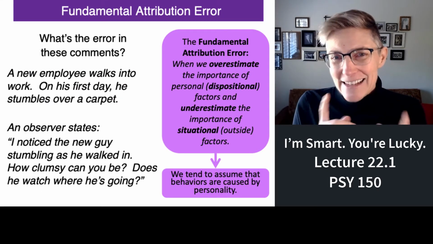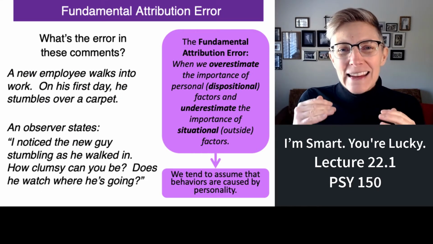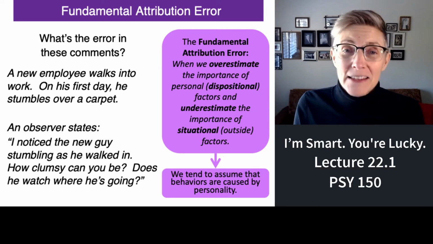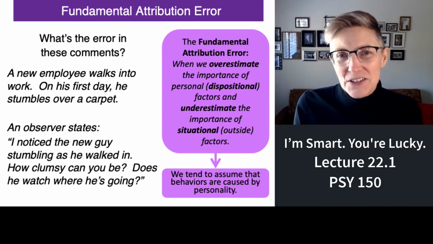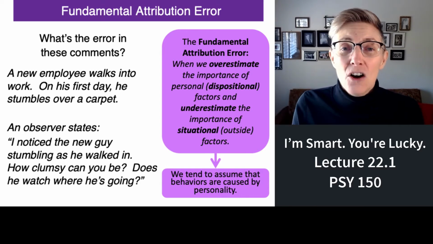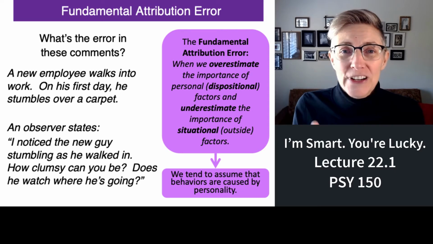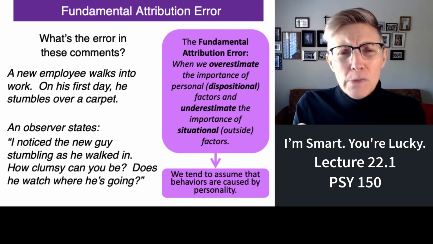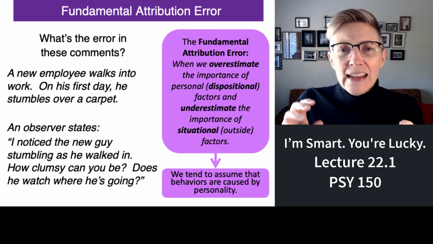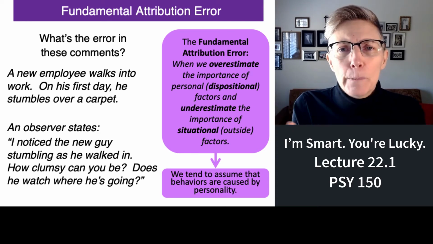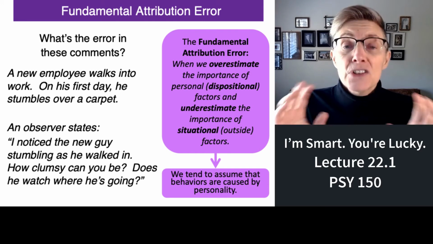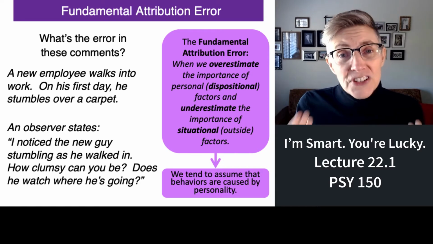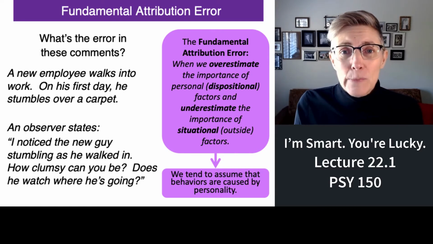Now, here's the interesting part. We are biased in the way that we make attributions, and we're biased in a couple of ways. And the first bias I'm going to tell you about is something called the fundamental attribution error. The fundamental attribution error says we place too much weight, too much importance in attributions that are about the person, about their disposition or personality. And we don't give enough weight to the situation. That's the fundamental attribution error.